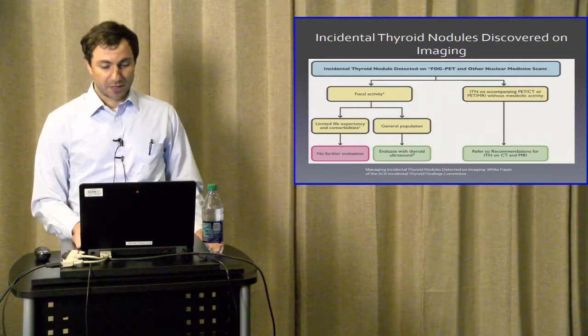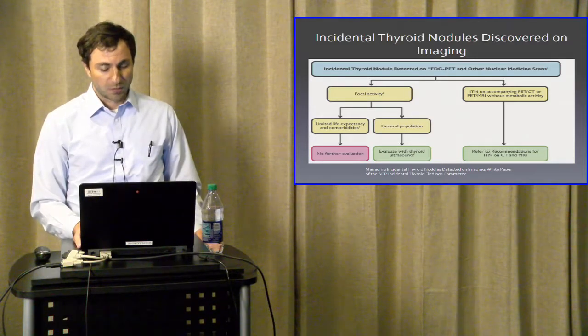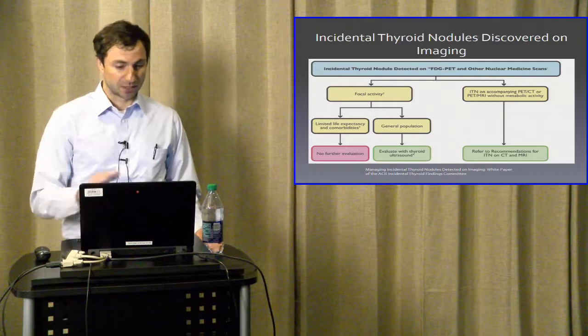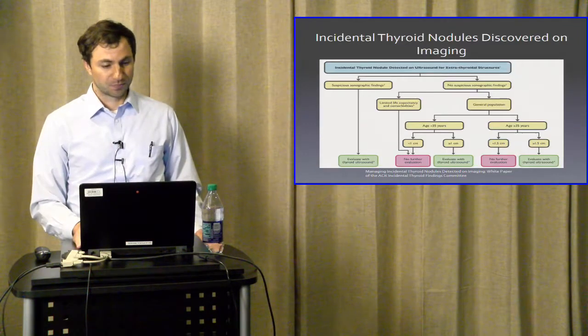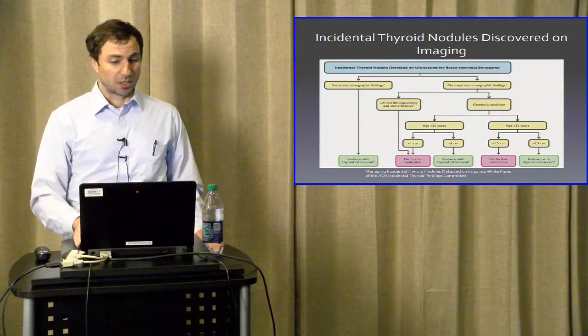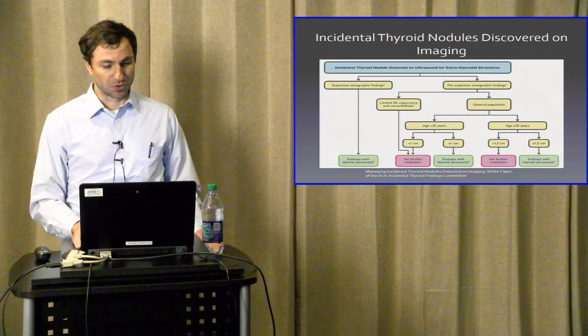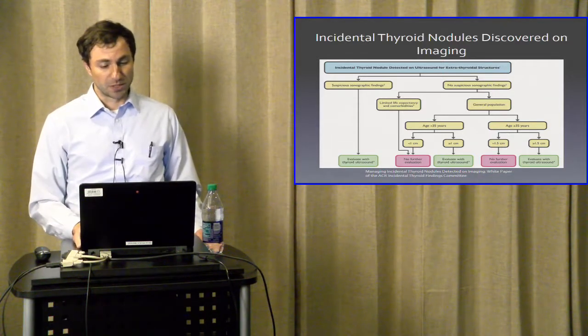On PET CT, anything with focal activity probably needs to be evaluated further. If it doesn't have focal activity, then it kind of gets lumped back into the CT category, which was on the previous slide. And then any sort of nodule detected at ultrasound, for example, a carotid or soft tissue ultrasound, these are the breakdown of the way that those should be evaluated.